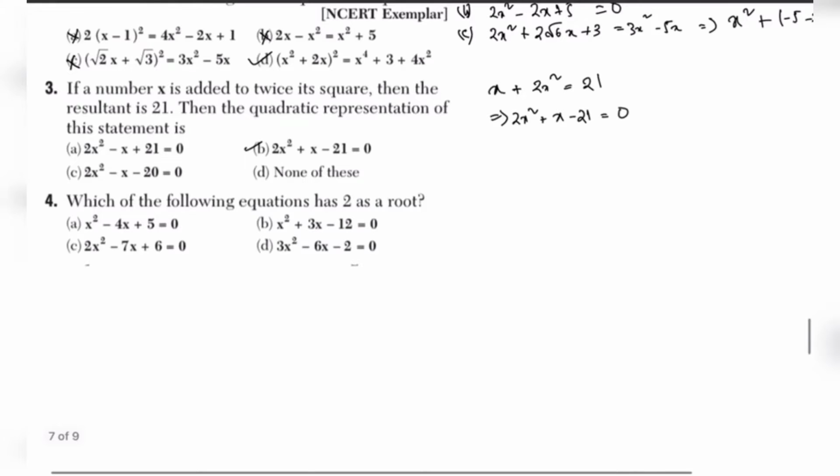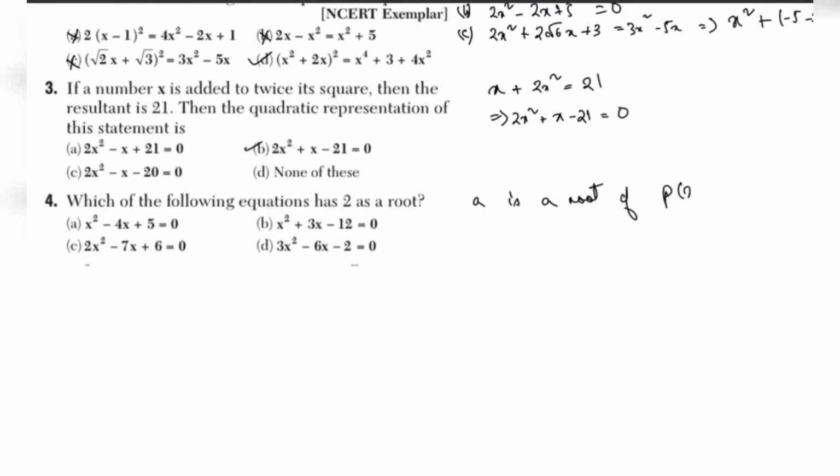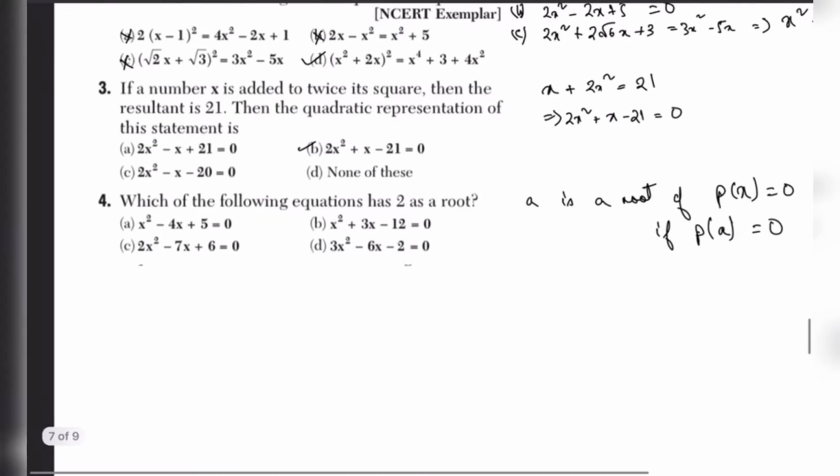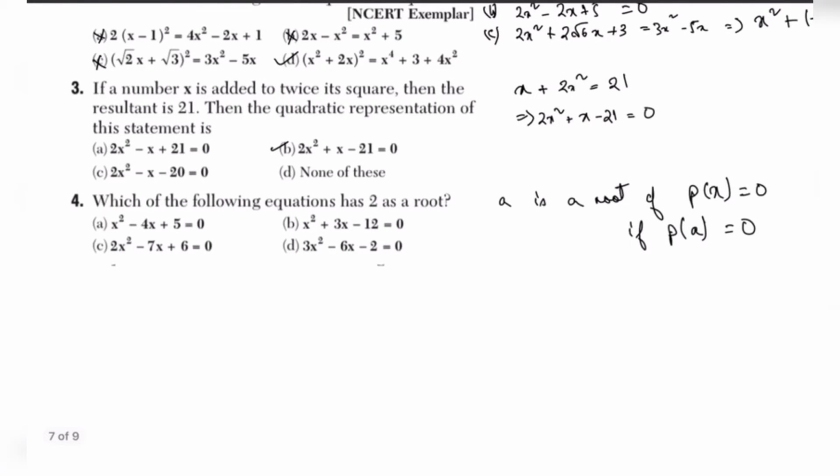So you know that a is a root of the polynomial equation p(x) equal to 0 if p of a equal to 0. So in place of x you have to put a and check if you get 0, and this you have to do for all the 4 options. Okay, let us see. For A you have 2 square minus 4 into 2 plus 5.